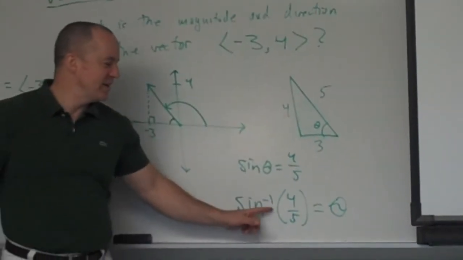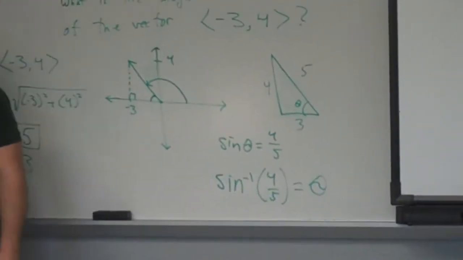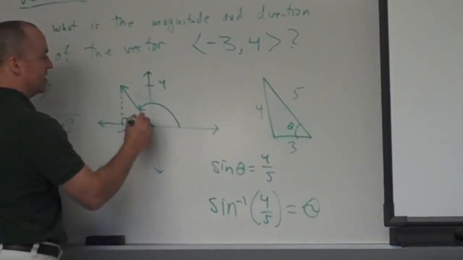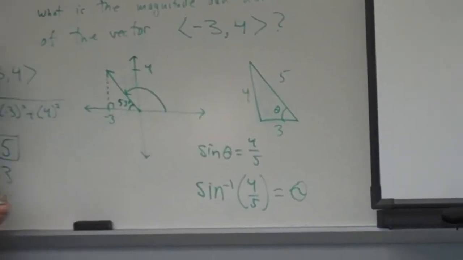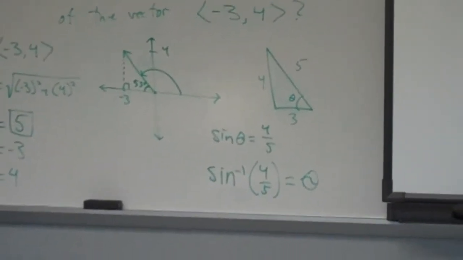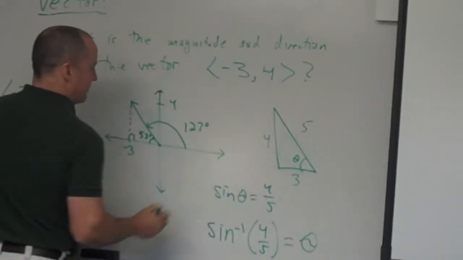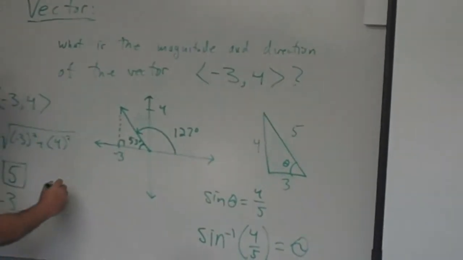All right. What is the arc sine of 4/5? You pull out your calculator. 53 degrees. So this is 53 degrees. So what's my standard angle? My reference angle is 53 degrees. 127. That's the direction? Yep. So this would be a magnitude.